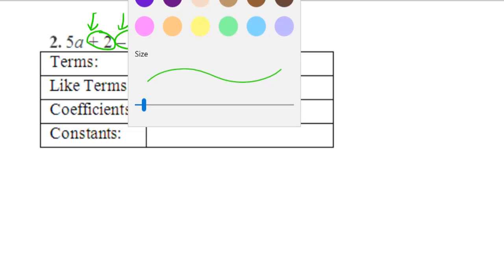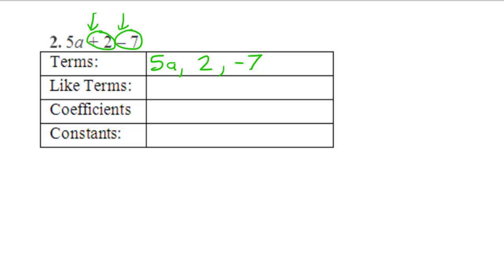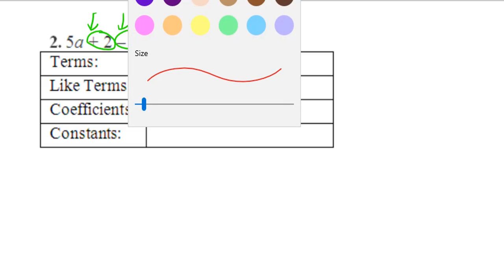Like terms. What things are alike? What things could I add together? Since 5a, there is no other term that has an a in it, but 2 and negative 7 can be added together. So I'm going to consider those like terms. Those are things I can add together if I need to simplify my expression.